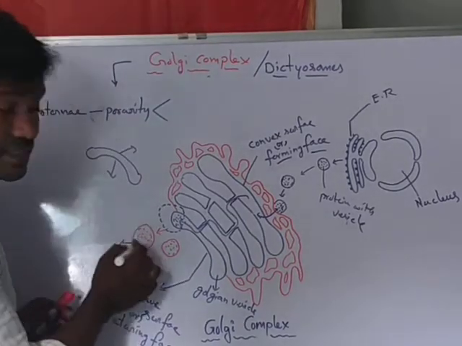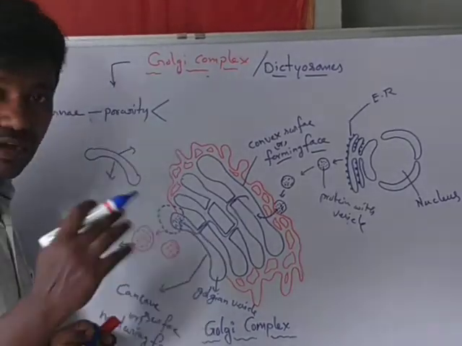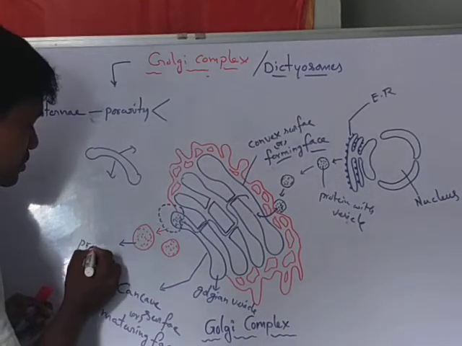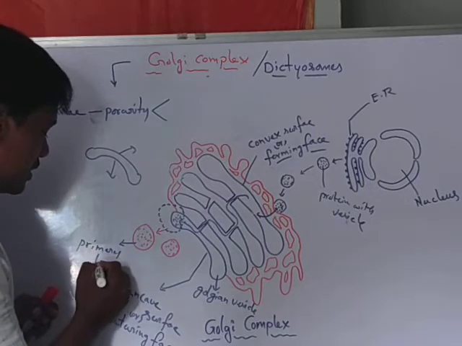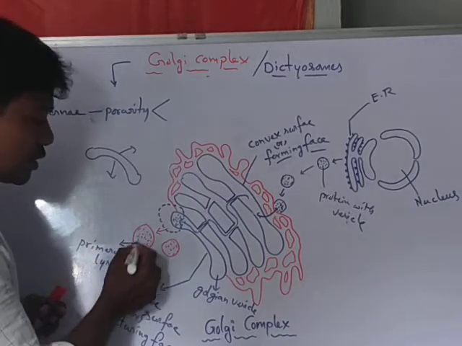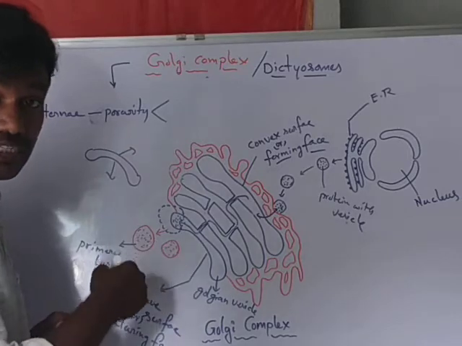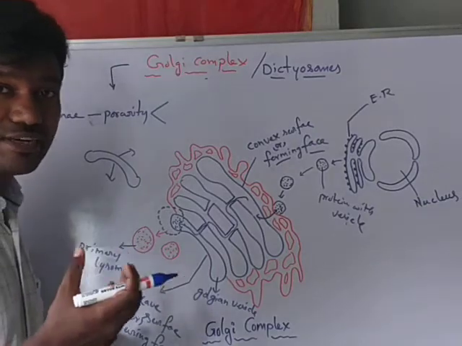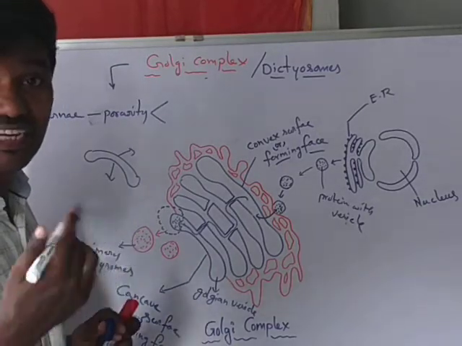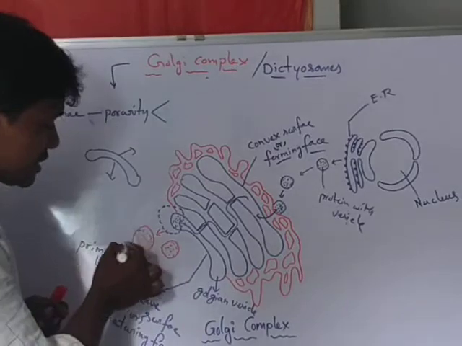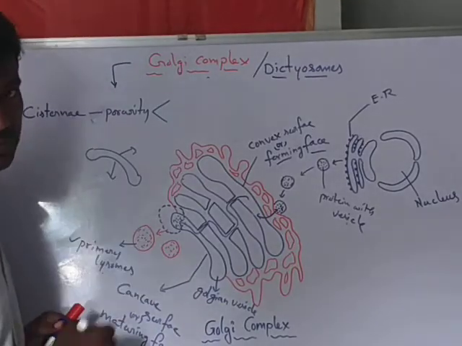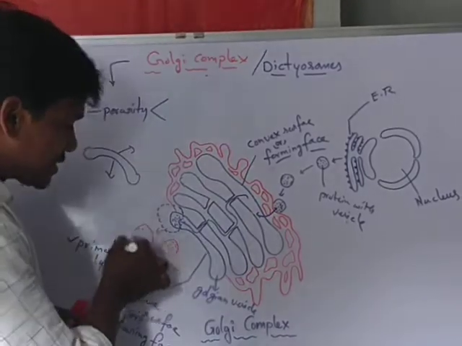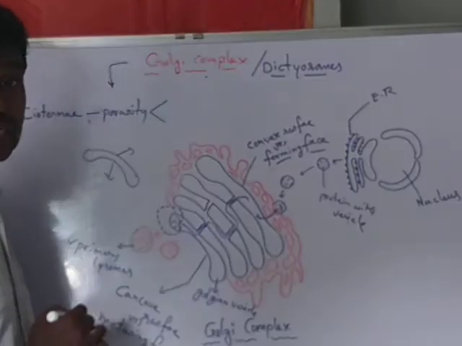Now these Golgian vesicles are also called primary lysosomes. The Golgian vesicles contain inactivated lytic enzymes, so this is called a primary lysosome. That structure is also known as a primary lysosome.